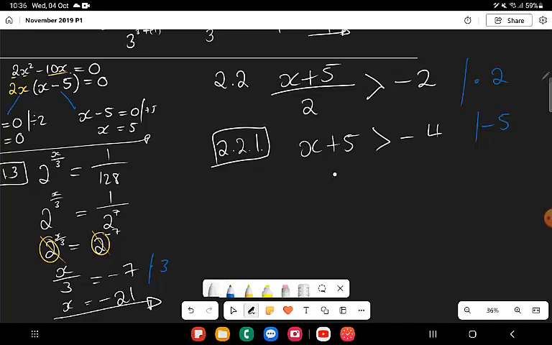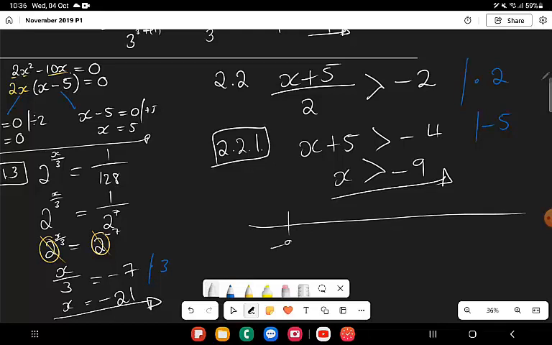So I'm going to say x is greater than negative 9. And that's it. If I had to draw this on a number line, I would have negative 9 over there, open circle because it's not included, and greater than negative 9.